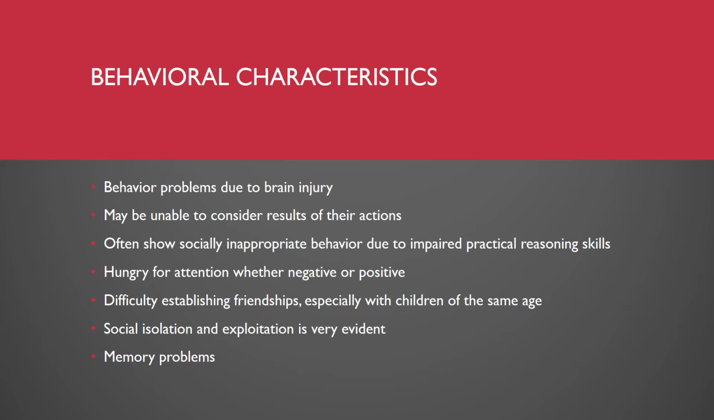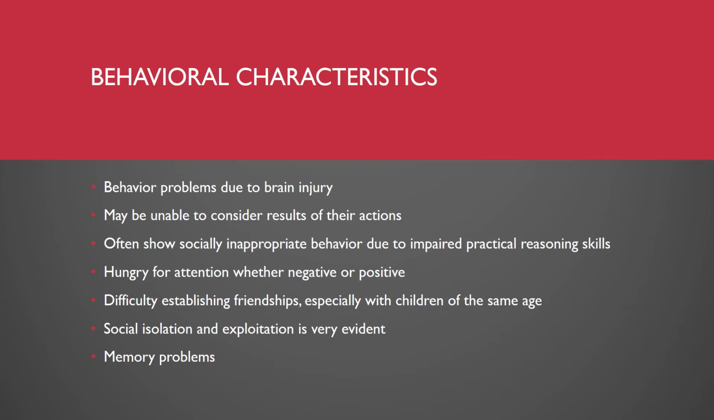Due to their social immaturity, they have difficulty establishing friendships, especially with children of the same age. I will discuss that in more detail later in the presentation, as to why they have difficulty establishing friendships with children their own age. Something else that is important is the potential for both social isolation and exploitation of children diagnosed with fetal alcohol syndrome.